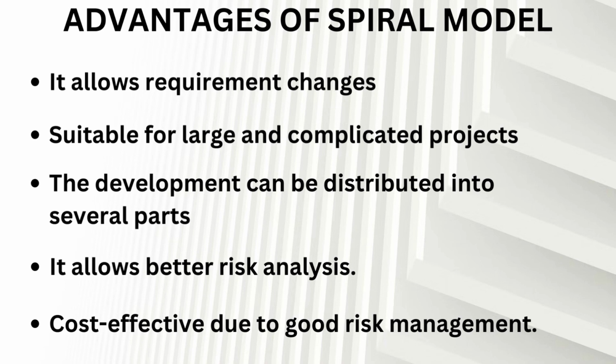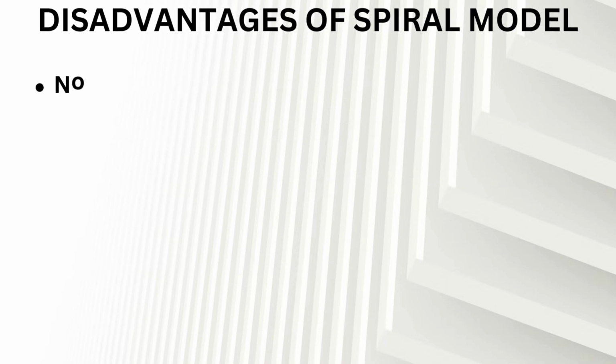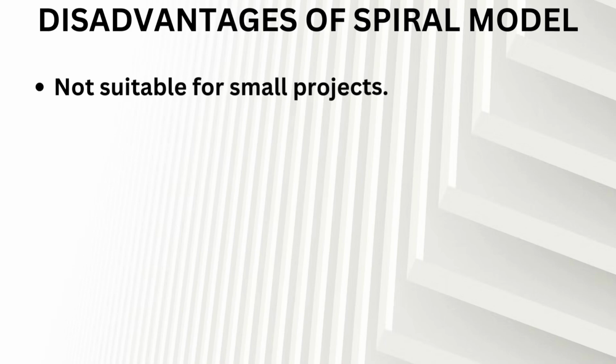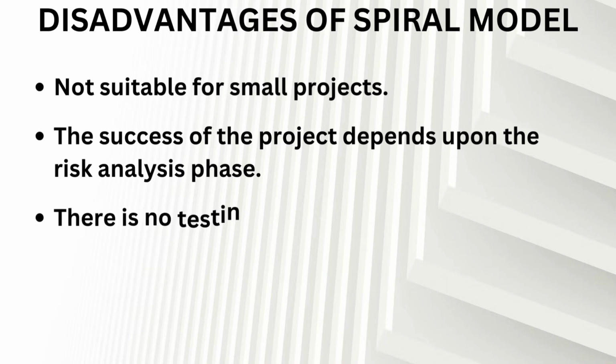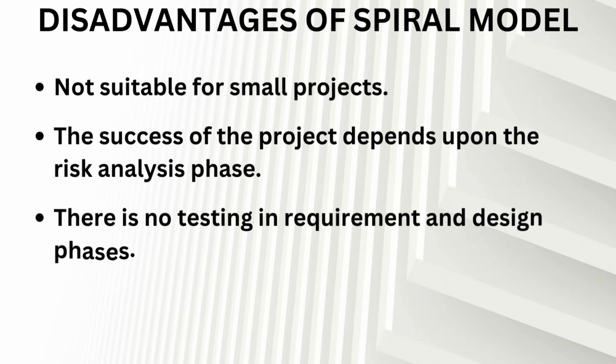Moving on to the disadvantages of the spiral model, it may not be suitable for small projects. In this model, the product is developed through multiple cycles, and the success of the project heavily depends on the risk analysis phase. The main emphasis of the spiral model is on risk analysis, determining the project's success. The better the risk analysis, the more successful the project will be. One notable disadvantage is the absence of testing in the requirement and design phases. Here, the requirement and design phases aren't subjected to testing, which may lead to potential issues later in the development process.